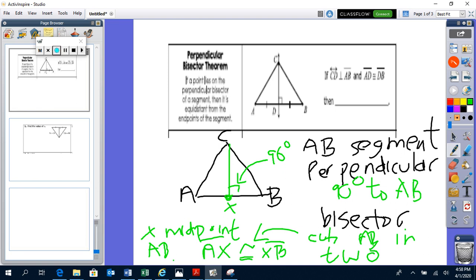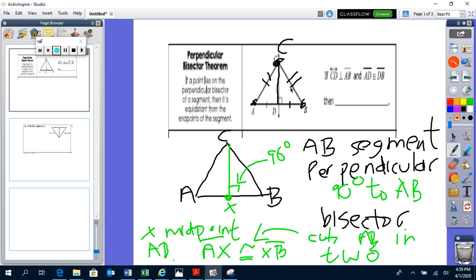And what the perpendicular bisector theorem says is that if we have a point on the perpendicular bisector, so let's take the point C, this point C, this is on our perpendicular bisector, it's going to be equidistant from the endpoints of the segment. The endpoints of the segment are going to be A and B. So what this tells us is that this distance is going to be the same as this distance.